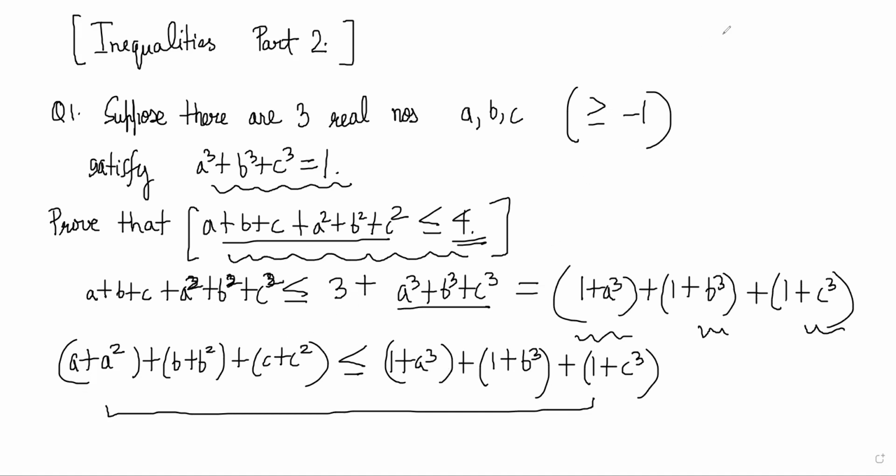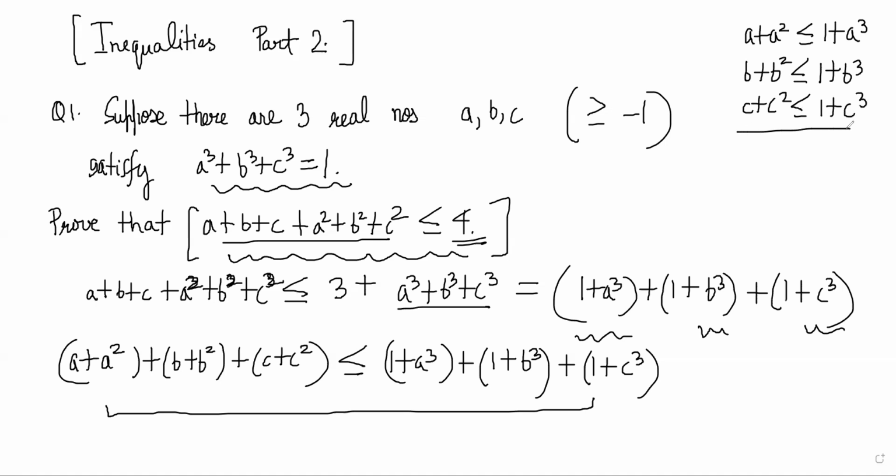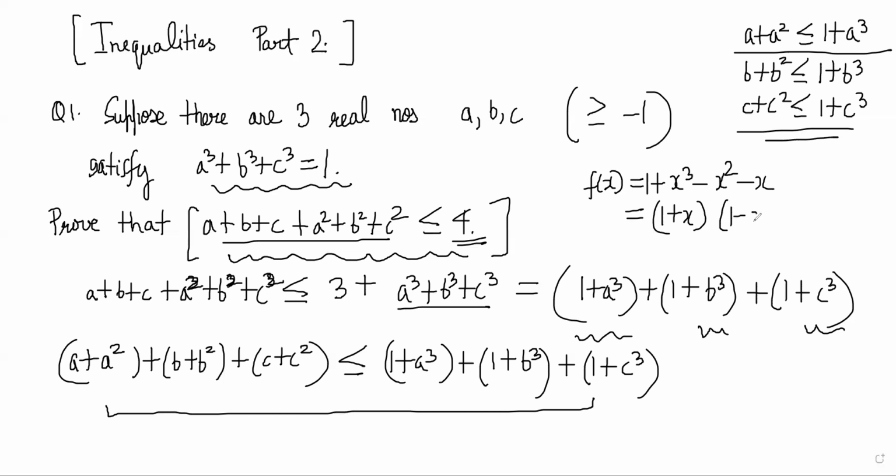Now, you should realize that if you can prove that A plus A square is less than equal to 1 plus A cube, and B plus B square is less than equal to 1 plus B cube, and C plus C square is less than equal to 1 plus C cube, then you are done, because you can add the three inequalities and get the answer. But this is quite easy actually. You can consider the function f of x is equal to 1 plus x cube minus x square minus x. And you will be able to factorize this function and take 1 plus x common, and it will become 1 minus x whole square. You should try factorizing this function.